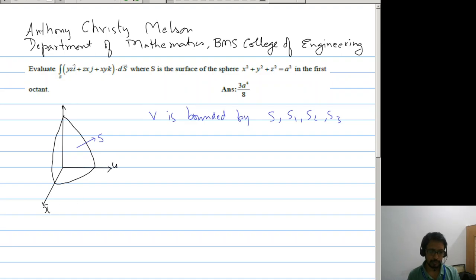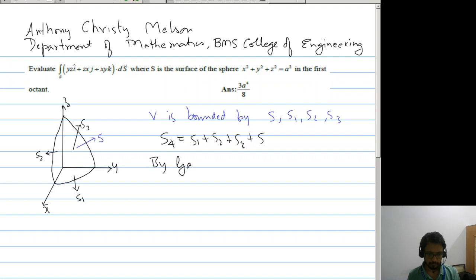So we have the XY plane here and the YZ and XZ planes. If I consider this to be the surface S1, this to be the surface S2, and the plane surface going inwards to be the surface S3, then we have S1, S2, S3, and S bounding the volume V. So now we have a closed surface. Let us call S4 to be S1 plus S2 plus S3 plus S.